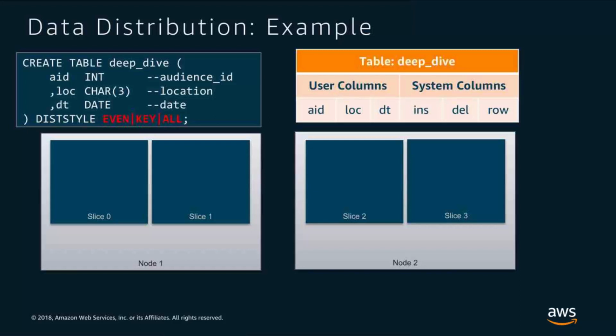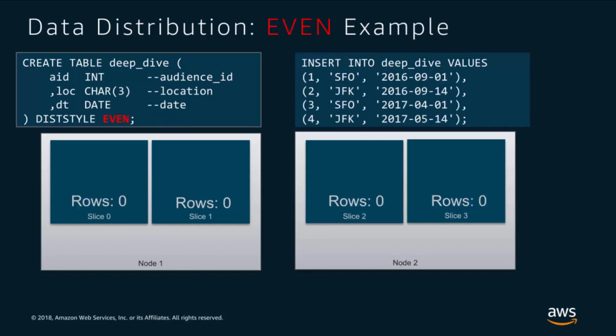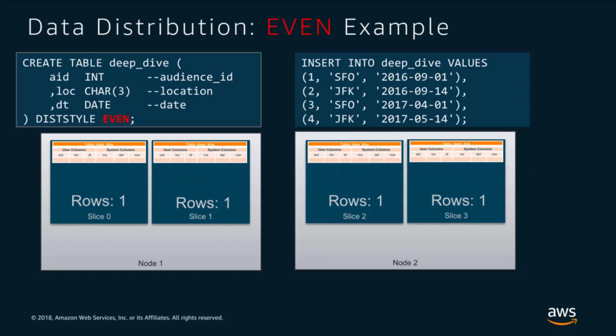I'm going to go on and illustrate how these different distributions work. This is the same table I've been talking about, same 4 rows. Underneath this data, I've represented 2 of our compute nodes, which have 2 slices each. So this is a very small cluster with a total of 4 slices. If I were to distribute these 4 rows evenly throughout the cluster, the first row is going to land on slice 0, and the second row is going to land on slice 1, and so on, until all 4 of those rows are evenly distributed throughout the cluster.